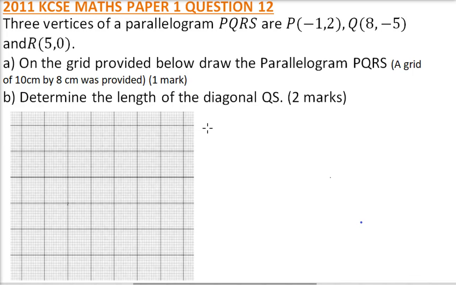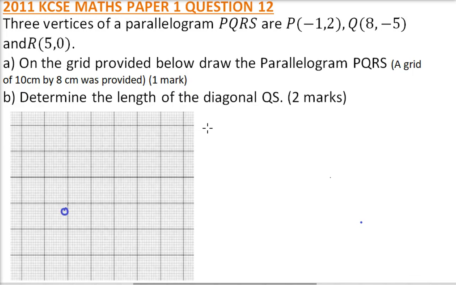A grid of 10 centimeter by 8 centimeter was provided. If you are using graph paper, you can use that kind of a graph, 10 centimeter by 8 centimeter. Remember, 1 unit is 1 centimeter, so that's what you need. We are told to draw, and in part B, determine the length of the diagonal QS. So let's start from here.